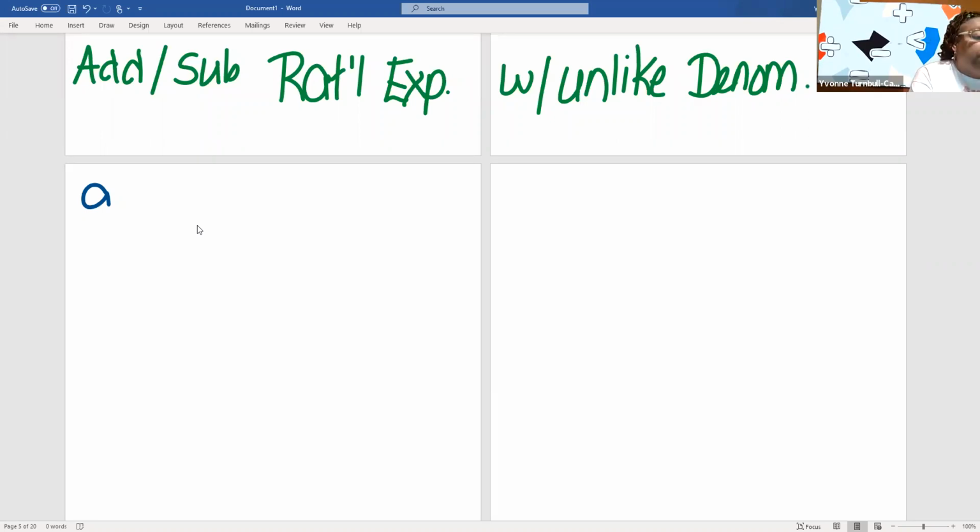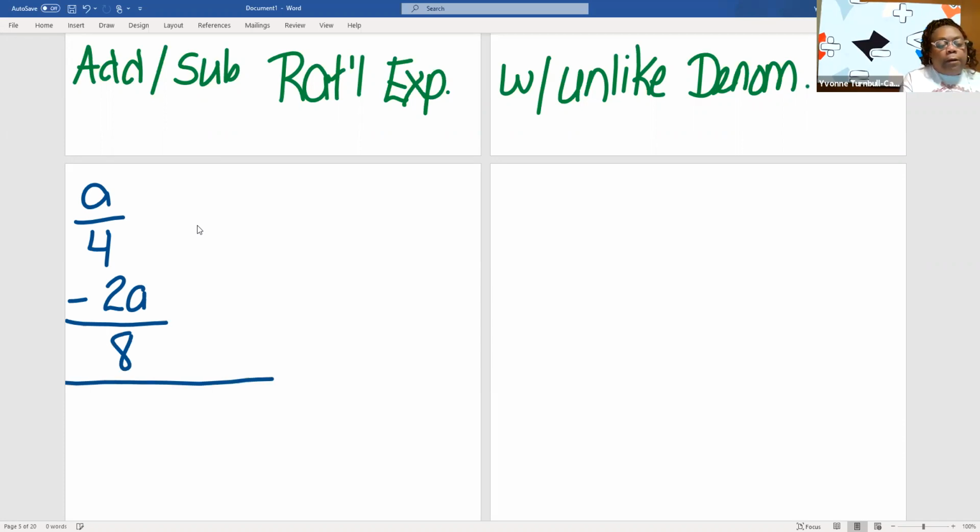We have a over 4, and we have minus 2a over 8. All right, a over 4 minus 2a over 8. Suggestion: find your LCD first, identify it, and then put it in its place. Once you do that, then you could worry about making equivalent fractions.